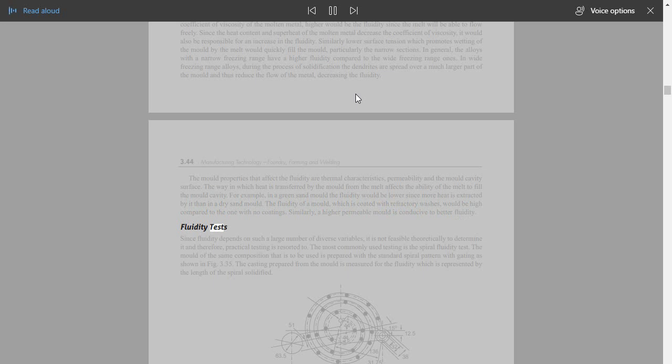Fluidity tests. Since fluidity depends on such a large number of diverse variables, it is not feasible to determine it theoretically, and therefore, practical testing is resorted to. The most commonly used test is the spiral fluidity test. A mold of the same composition that is to be used is prepared with the standard spiral pattern with gating, as shown in Fig. 3.35. The casting prepared from the mold is measured for fluidity, which is represented by the length of the spiral solidified.